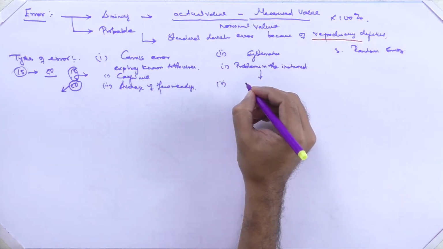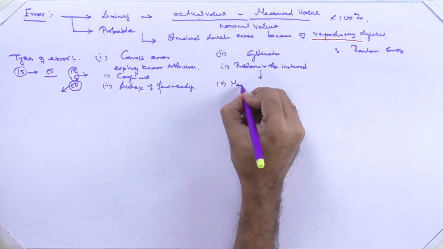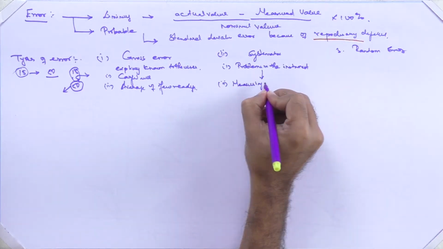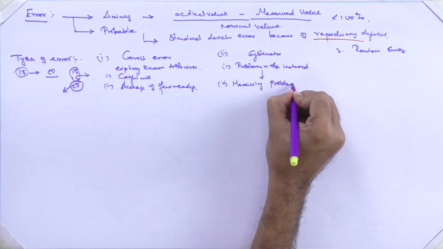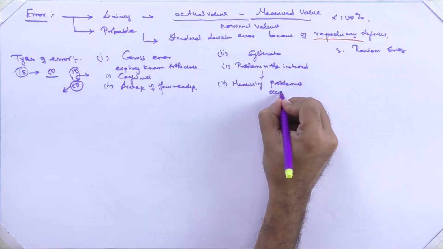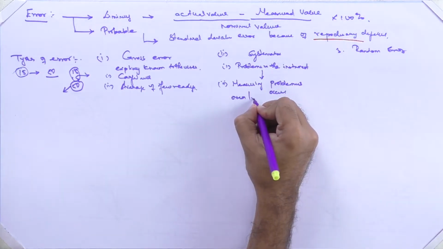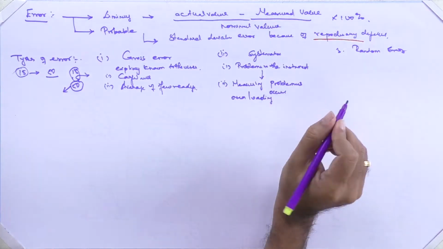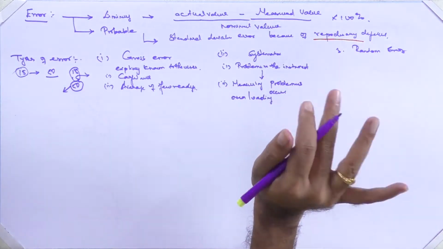The second one is measuring problems that are occurring: overloading. There is no problem inside the instrument, but we are overloading it. If we can only measure 50 bars inside a pressure transducer and you overload it with 100 bars and expect a correct output, that is an overloading effect. You won't get the correct results.